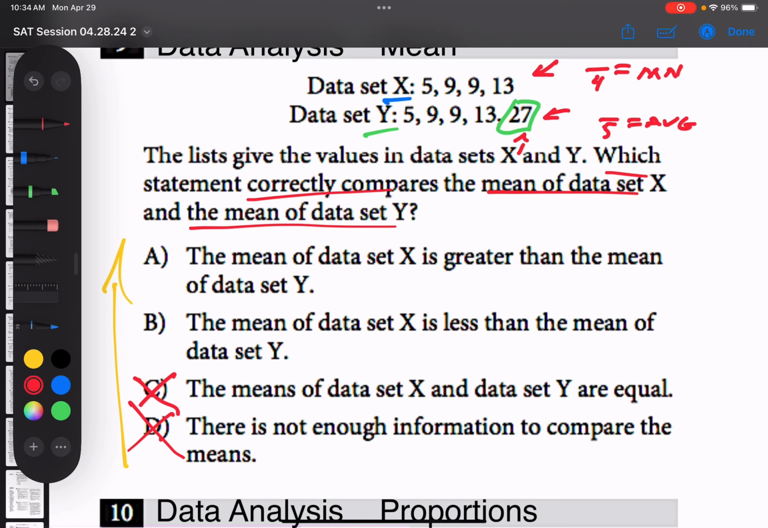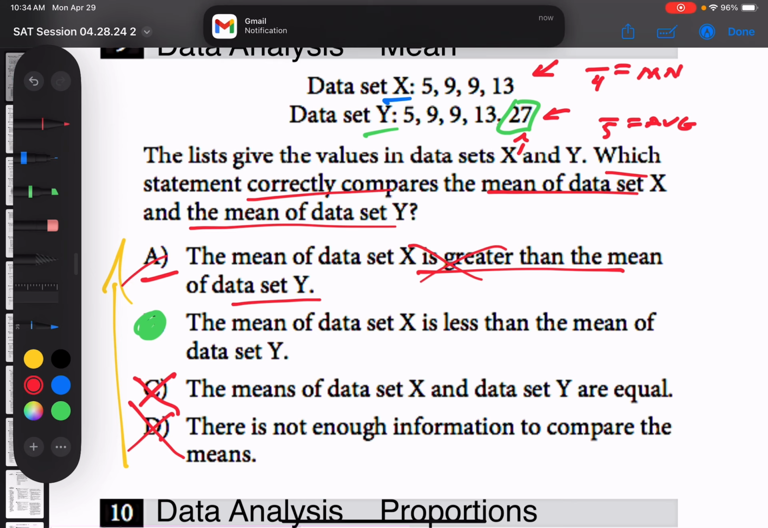Let's go take a look at answer choice B. The mean of data set X is less than the mean of data set Y all day long. It's got to be the best answer, but we don't know if it's the best. We haven't verified A, so let's verify A. The mean of data set X is greater than the mean of data set Y? No, it doesn't have an extra number, so therefore that does not make sense. So A is out. Bang.